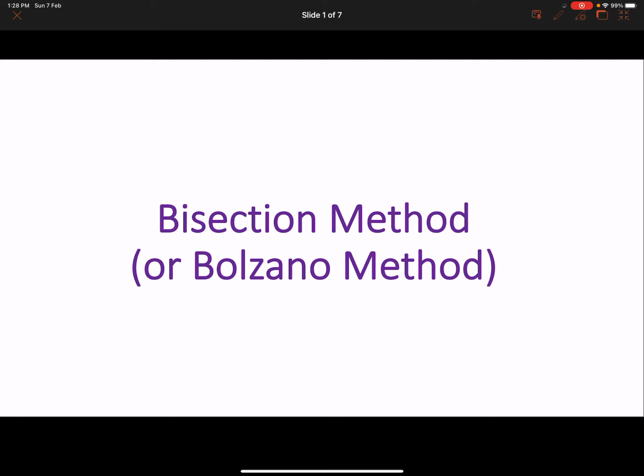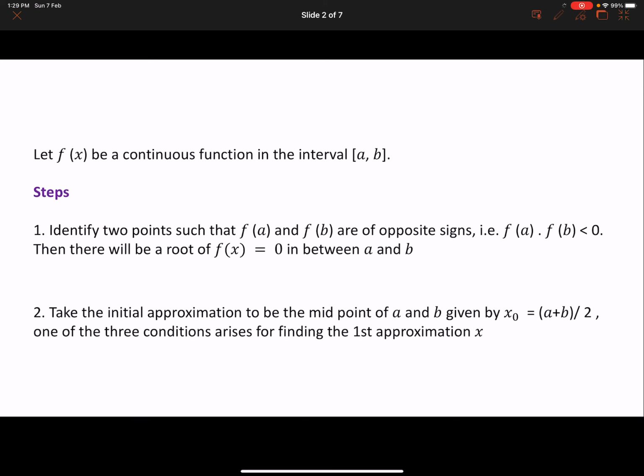In the last lecture, I had listed out different methods to find the root of a function. And the first method, which was listed, is the bisection method. We also call it the Bolzano method. The bisection method is used to find an approximate root in an interval by repeatedly bisecting it into sub-intervals. So basically, this method is bisection of the interval.